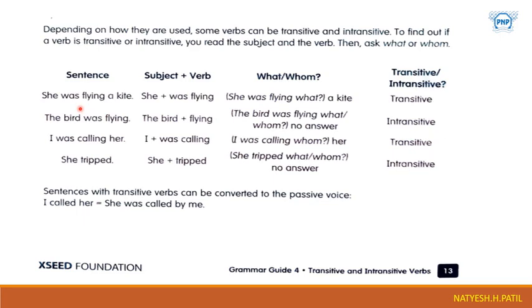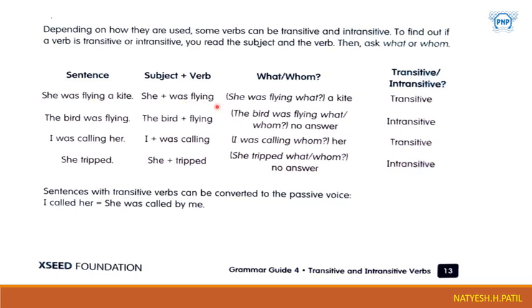How? You can see here, she was flying a kite. The sentence is she was flying a kite. Subject plus verb, she was flying, and at the same time there is an object. So we have to question like this: she was flying what? And we are getting the answer, a kite. She was flying a kite, so it is a transitive verb. So this flying is an example of a transitive verb.